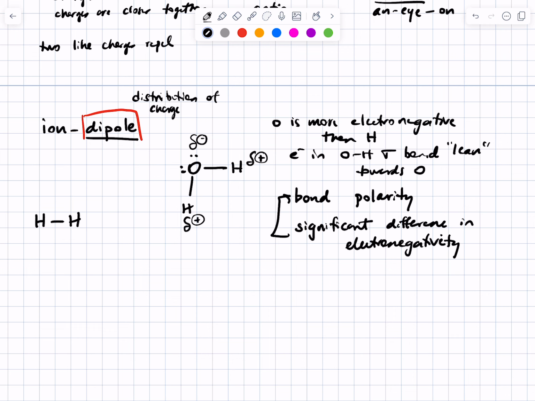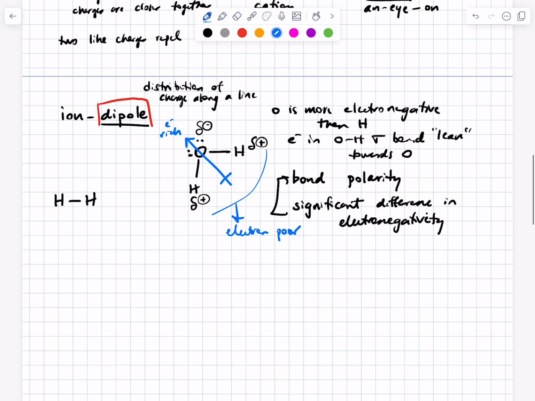Ions are point charges. Dipoles are lines. So what is the dipole line for water? It looks like this. We use an arrow for the negative end of the dipole and a cross for the positive end of the dipole. It's like a little plus sign that indicates this side of the molecule is electron poor, and this side of the molecule is electron rich.